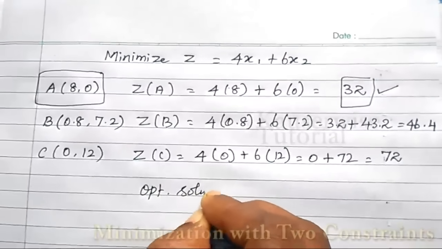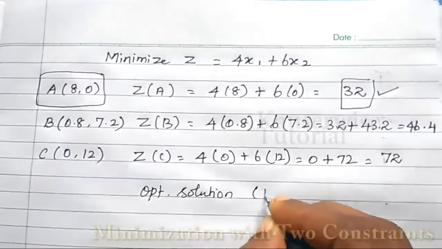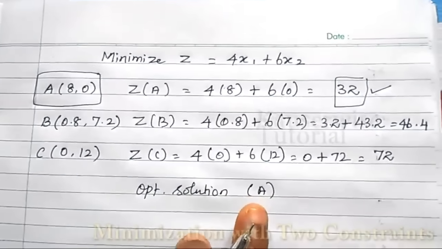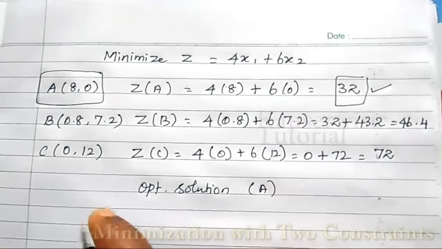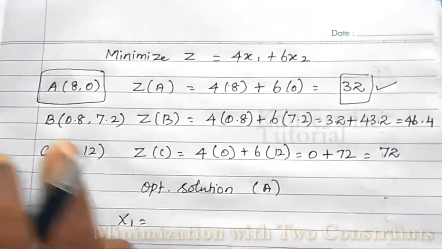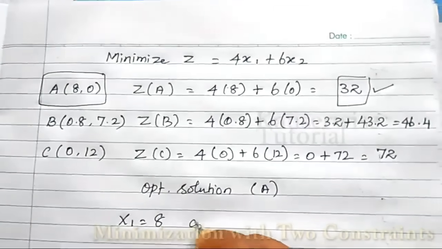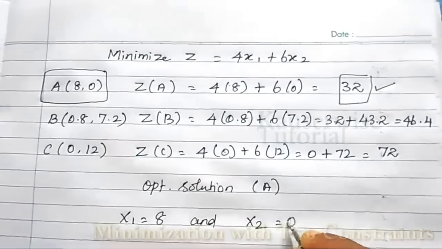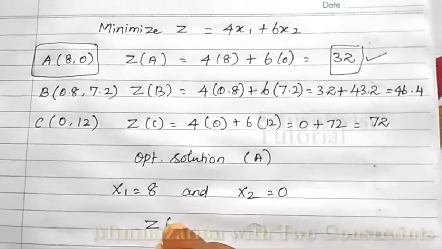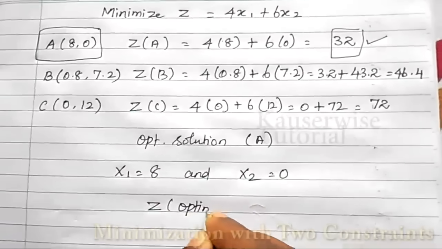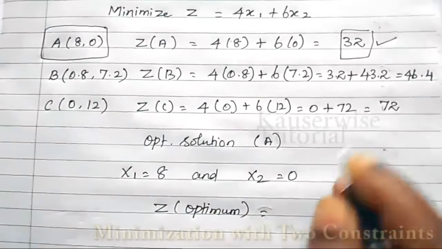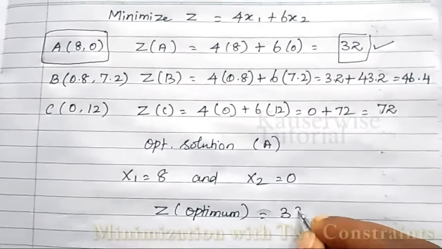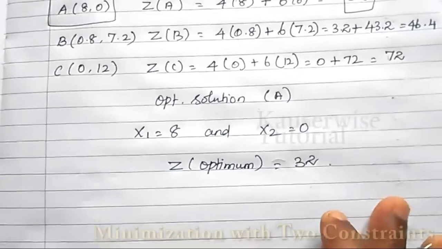The optimum solution is A. Point A, that is corner A, is the optimum solution. So x1 is equal to 8 and x2 is equal to 0. Z optimum value, how much? 32. Okay, this is the optimum solution.